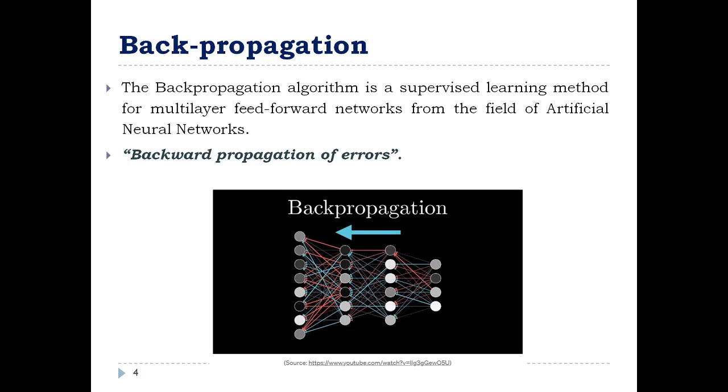Why do we call this back propagation? It moves in the backward direction. That means it starts from the output layer and moves the information from the output layer to the hidden layer and from the hidden layer to the input layer. That's why the name back propagation algorithm.